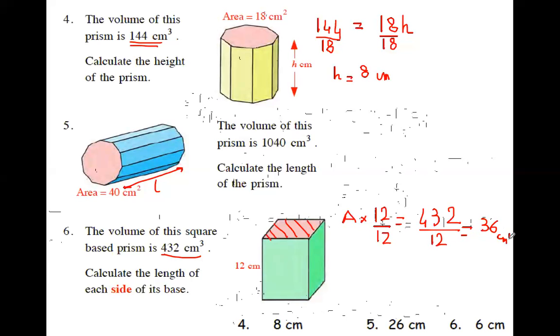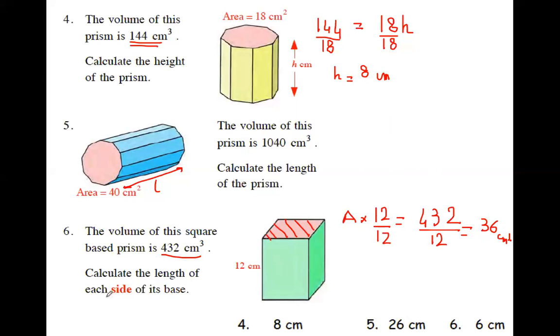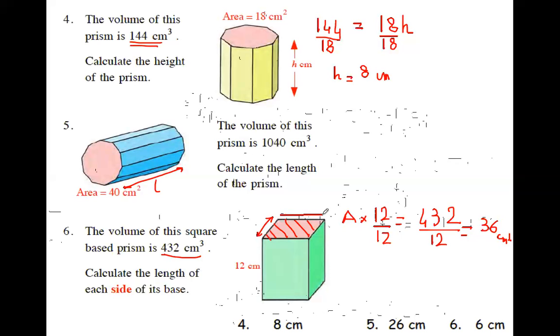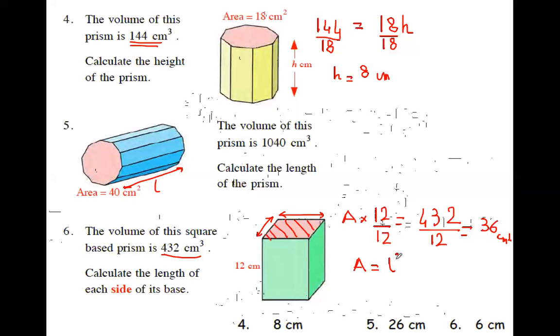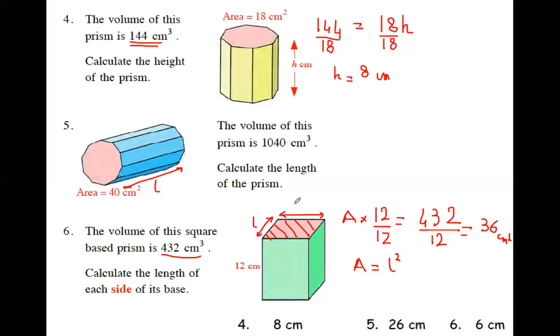So the question is, what is the length of each side of its base if it's a square base? So this length here is equal to this length. So on a square, how do I get the area? If it's a rectangle, yeah, length times breadth, but because length and breadth are the same, it's just L squared. Because you've got L here and L here. It's a square base, so all these are the same value.